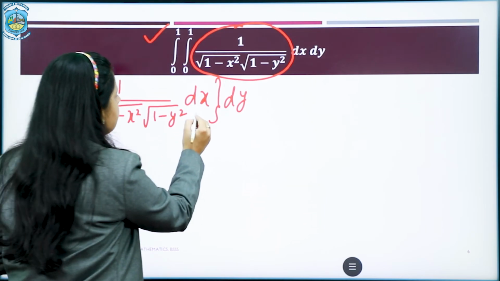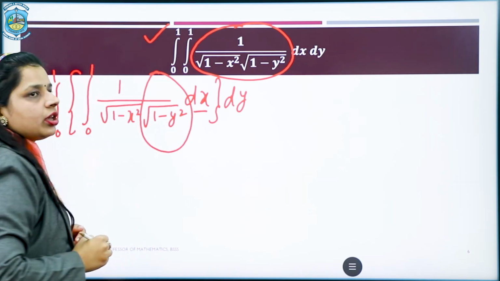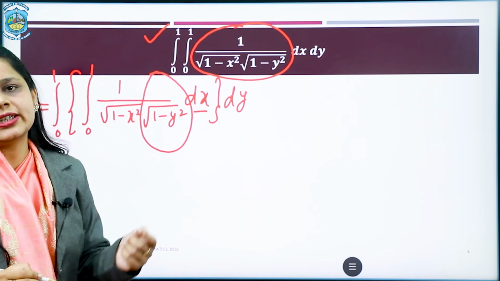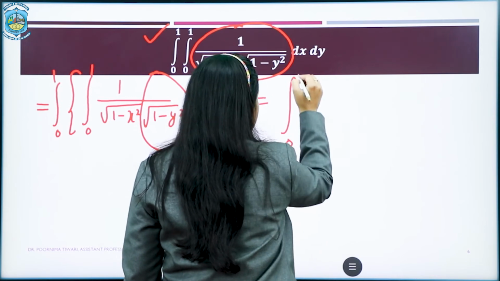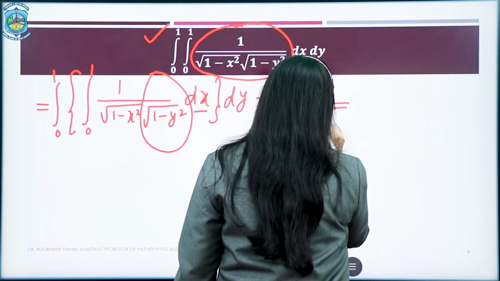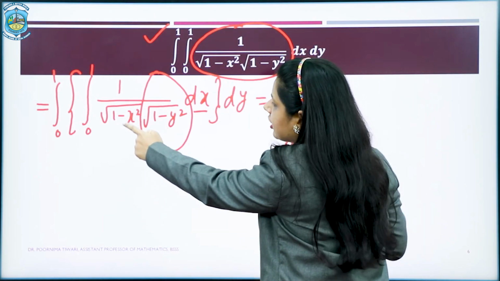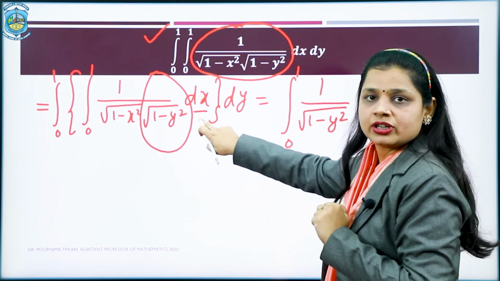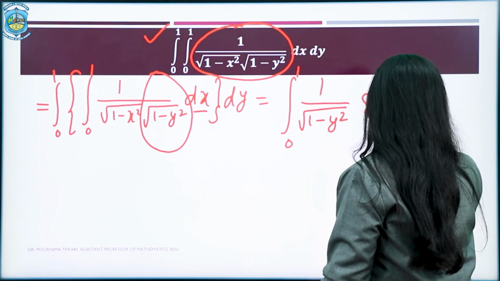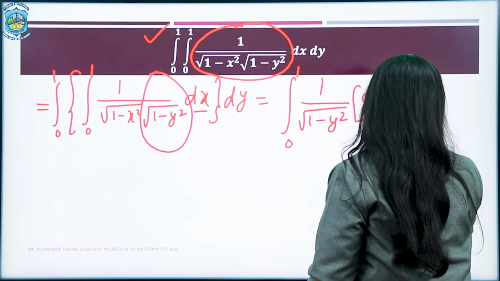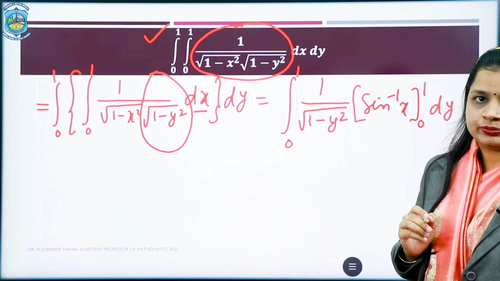Now when we are doing integration with respect to x, this term 1 by square root of 1 minus y square will be treated like a constant. So this integral we can write as 0 to 1, 1 by square root of 1 minus y square, and the integration of 1 upon square root of 1 minus x square with respect to x is sine inverse x. Limits of integration are from 0 to 1 and then we'll integrate with respect to y.